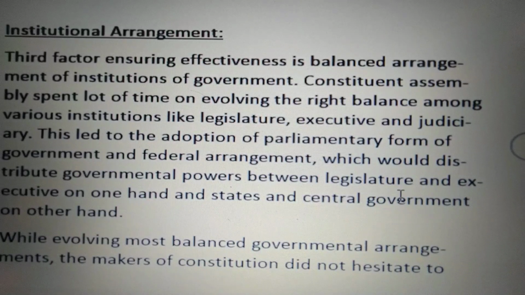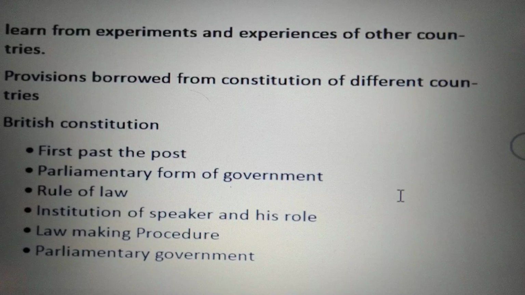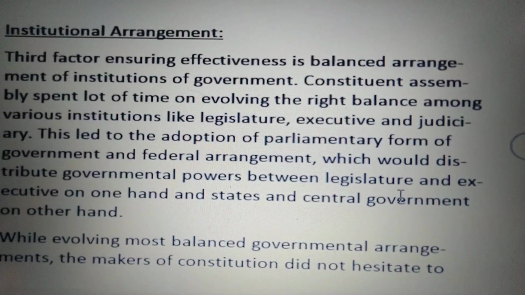In the federal structure, the polity is divided between center and state. So on one hand, the power was divided between legislature and executive, and on the other hand, the power was divided between states and the central government. While evolving the most balanced government arrangement, some of the provisions were taken from the constitutions of different countries. We learned from the experience of other countries and we included those in our constitution. We'll see these important provisions one by one.